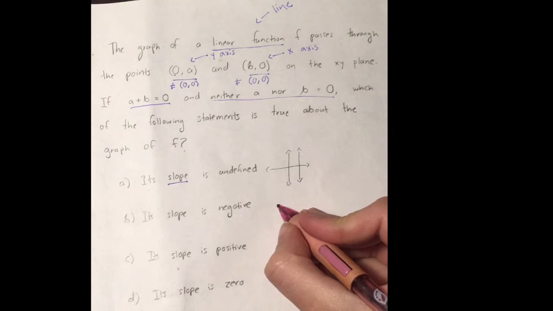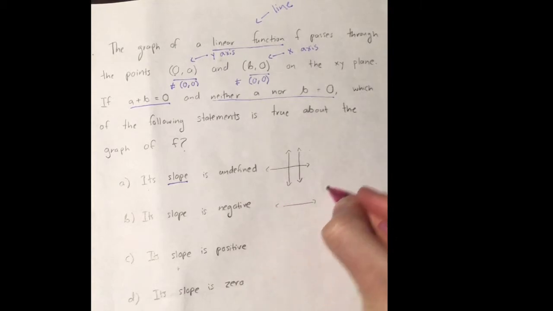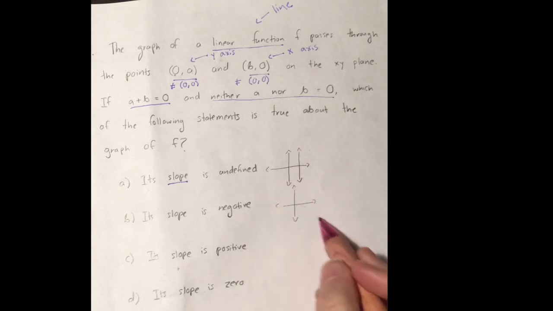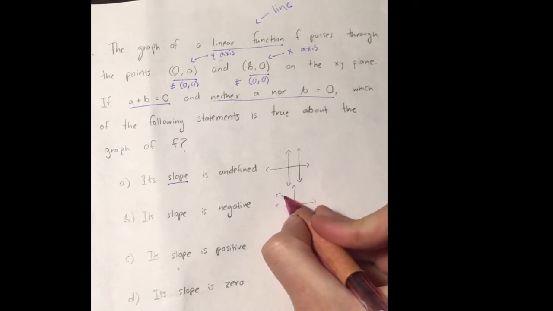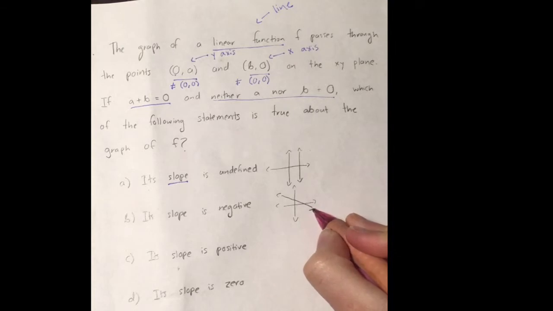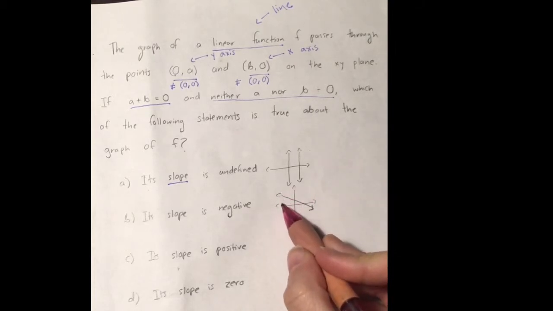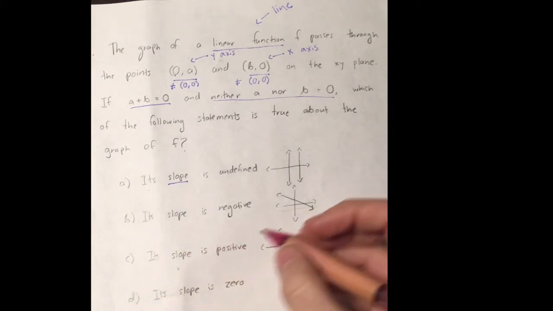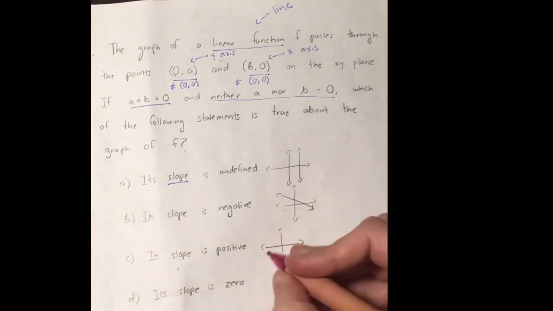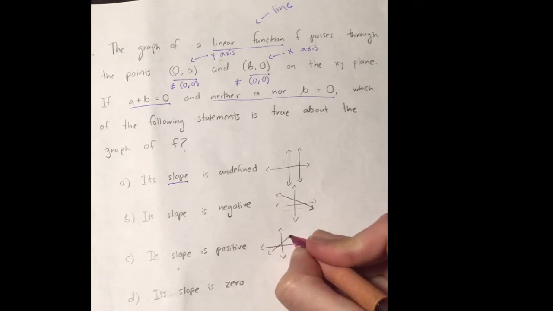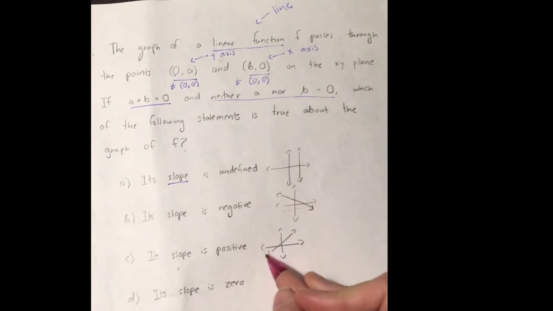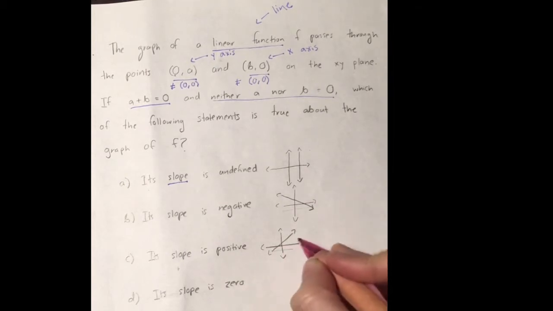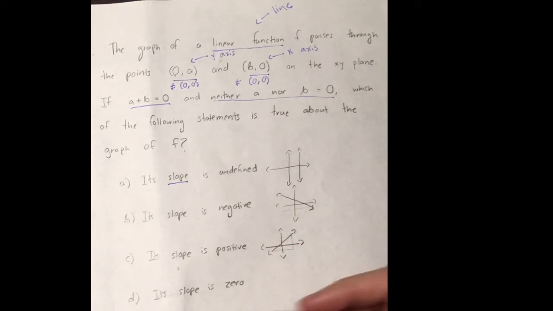B, its slope is negative. Okay, so I know what lines with negative slope look like. If you move from left to right, they're going to trend downwards. The y is getting smaller as the x is getting bigger. Option C, its slope is positive. Well, lines with a positive slope are basically just the opposite of lines with a negative slope. As you go from left to right, they trend upward, and the x's get bigger as the y's get bigger.